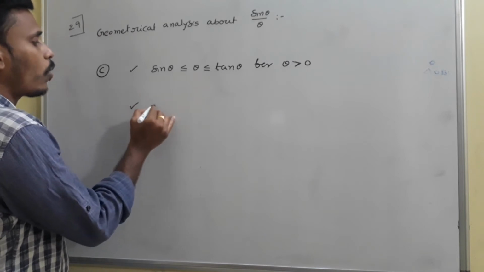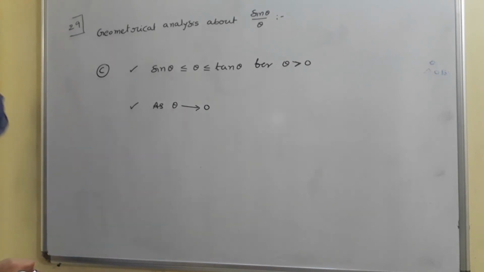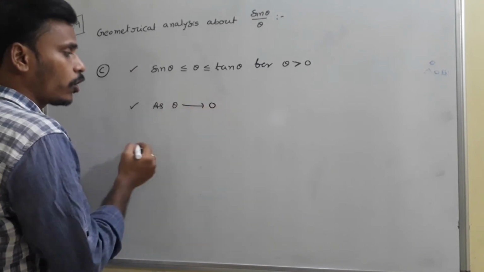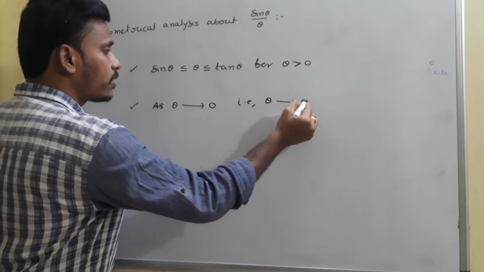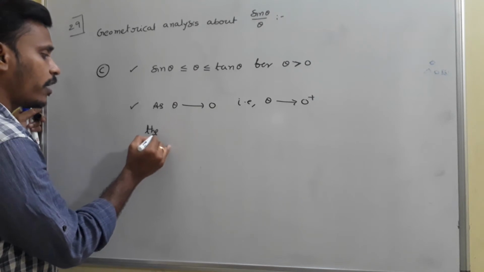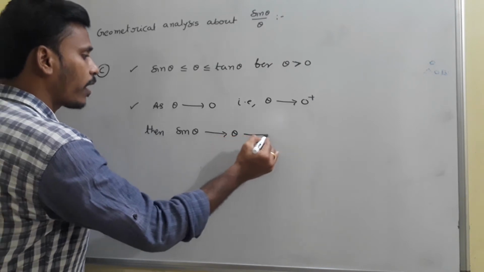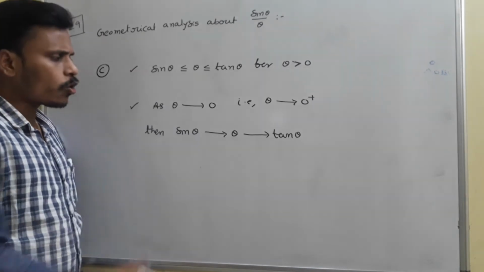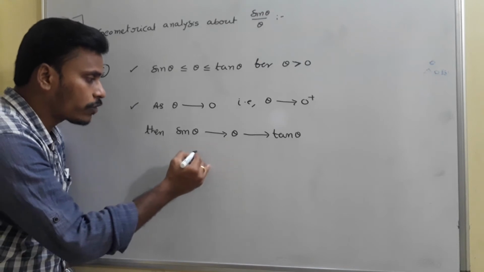And one more thing, as theta is tending to 0. Since theta is positive, theta is tending to 0 plus. As theta is tending to 0 plus, we have sin theta tending to theta, as well as theta tending to tan theta. So what will you say about this? Since sin theta is tending to theta, what different conclusions do we have from this?